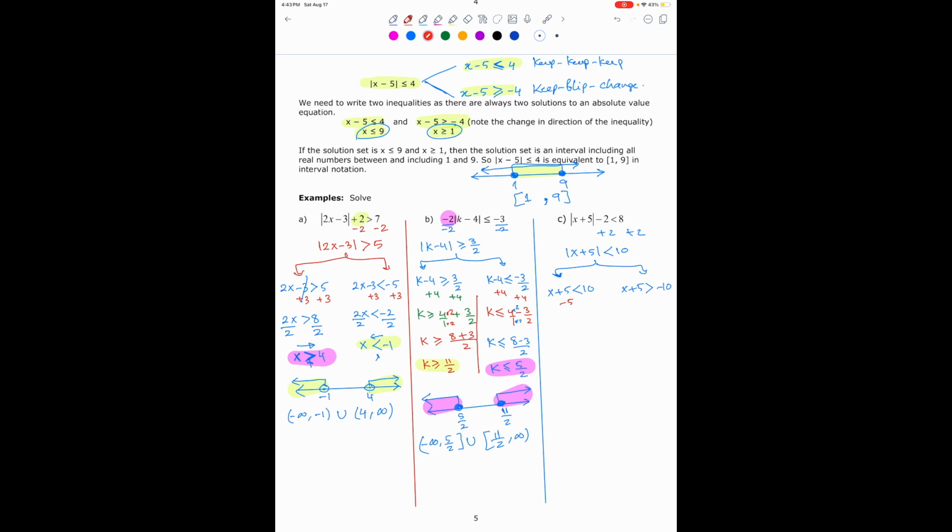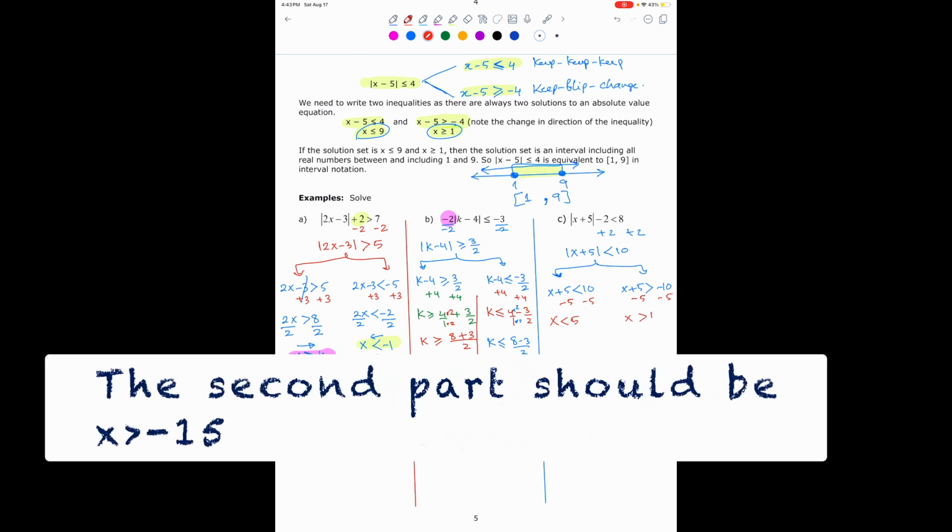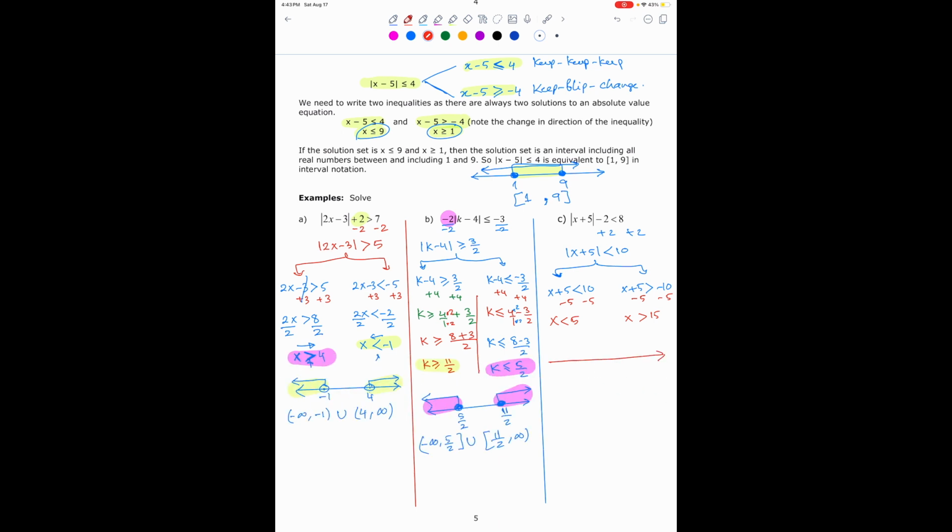We're going to subtract 5 from both sides. We will get x is less than 5 for the first one, and for the second one, we're going to get x is greater than 15. And now we're going to put that on the number line. So 5 here, 15 here, and none of them is included.